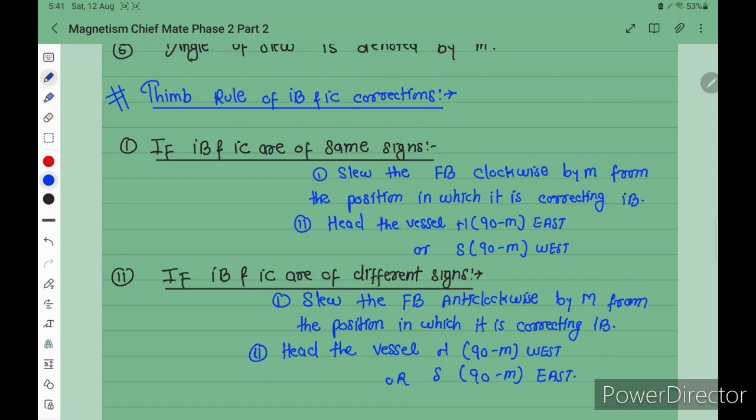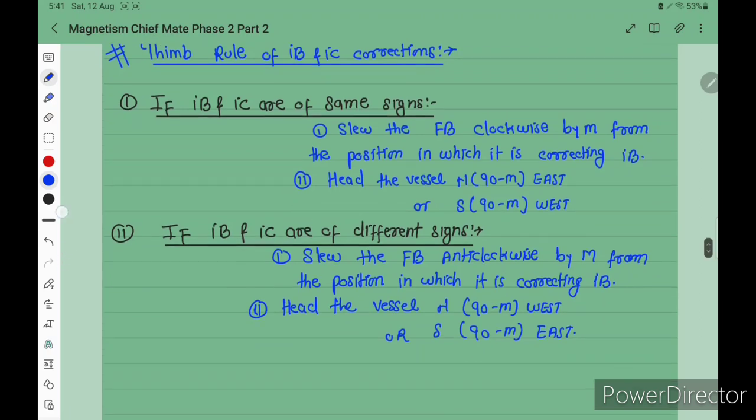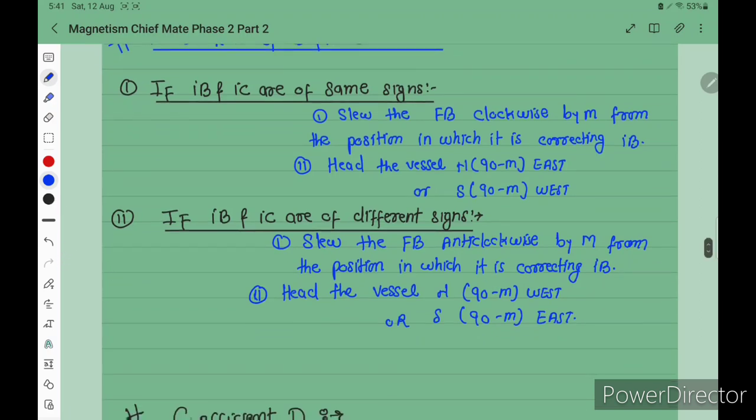So, thumb rule of IB and IC correction. If IB and IC are the same sign, slew the Flinders bar clockwise by M from the position in which it corrected IB. Head the vessel north 90 minus M east, south 90 minus M west. If IB and IC are of different sign, slew the Flinders bar anticlockwise by M from the position in which it corrected IB. Head the vessel north 90 minus M west or south 90 minus M east.